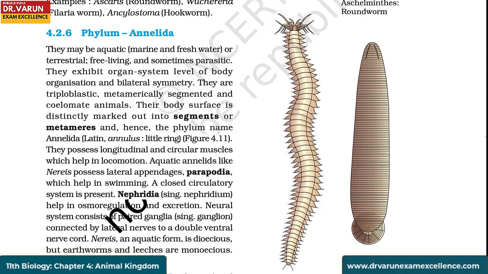Their body surface is distinctly marked out into segments or metameres, and hence the phylum name Annelida. Latin annulus means little ring. They possess longitudinal and circular muscles which help in locomotion. Aquatic annelids like Nereis possess lateral appendages, parapodia, which help in swimming.